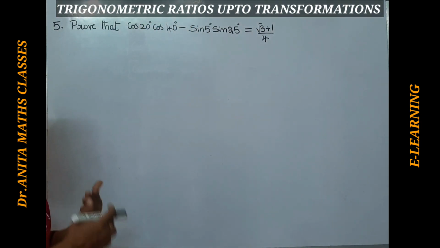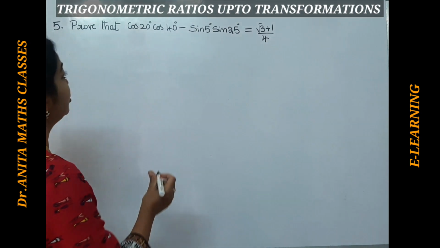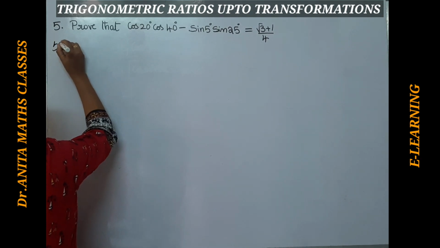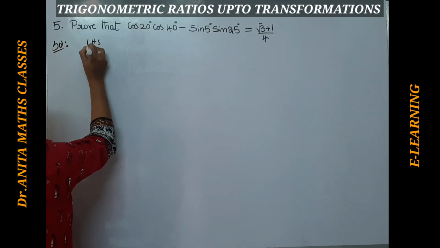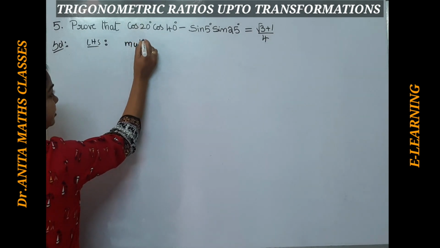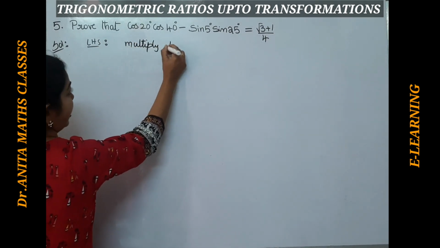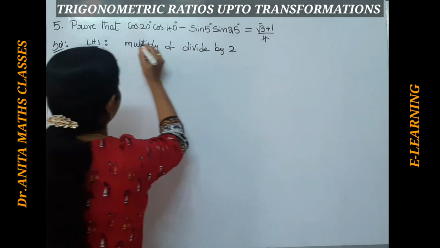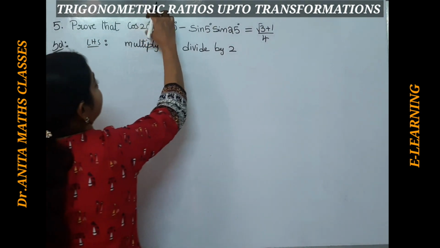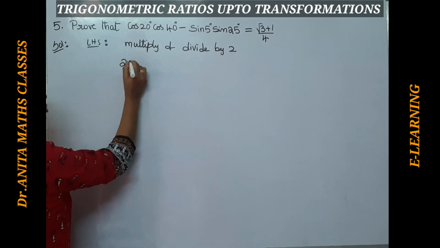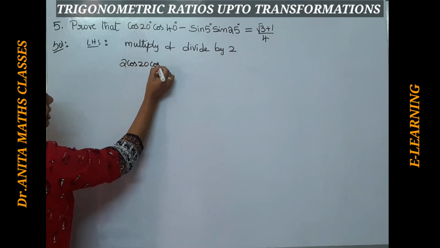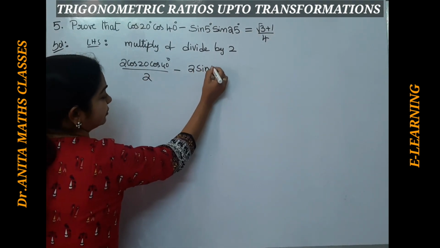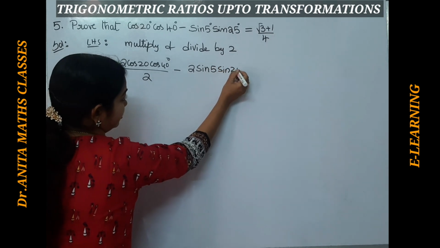We cannot apply the compound angles here. But we do know the sum and the product transformations. For that we need 2, so let us multiply and divide both by 2. So what we are multiplying and dividing? The LHS part, here and here. So that becomes 2 cos 20 cos 40 by 2 minus 2 sin 5 sin 25 by 2.